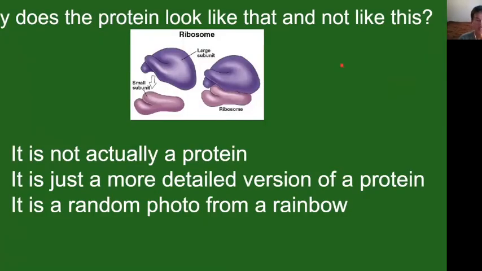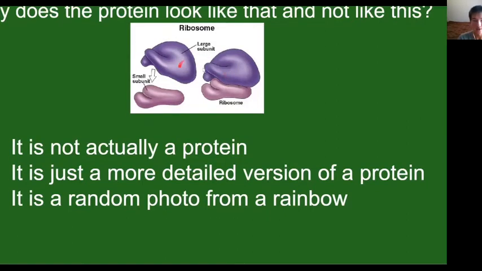Our first question of today is, why does a protein look like that and not like the thing below? Remember, we talked about ribosomes before, and they always look like this, and I always used this before. So why does it look like that? A, it's not actually a protein. B, it's just a more detailed version of a protein. Or C, it's a random photo that I got from a rainbow.